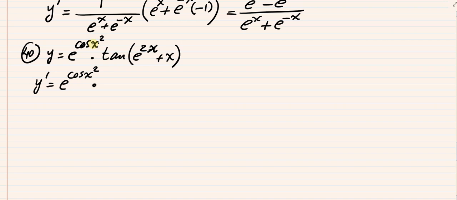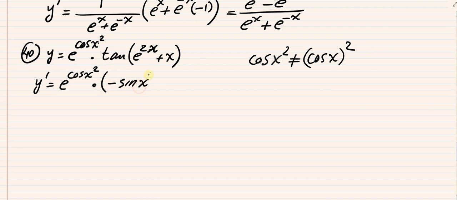Now notice this cosine x squared, the way it's written, it's different. Cosine of x squared is not the same as cosine squared of x. Okay, so it makes a difference how we take the derivative, right? Here the argument of cosine is x squared. So derivative of cosine is going to be negative sine of its own u times derivative of x squared, which is 2x. Okay, so that's just the derivative of e to cosine x squared. Don't forget that multiplies by tangent of e to 2x plus x.